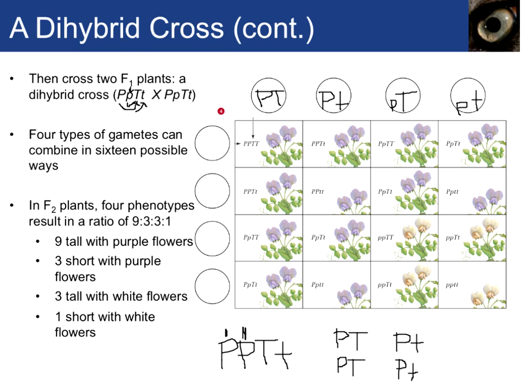So again, let's do the next one over here. This is the father. Let's see what gametes are produced by him. It's going to be the same as the mother. So capital P, capital T, capital P, lowercase t, and then the next one, lowercase p, capital T, and lowercase p, lowercase t.